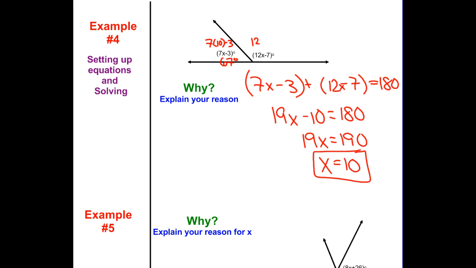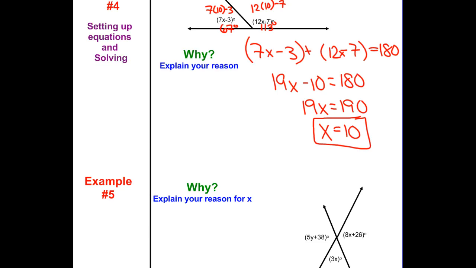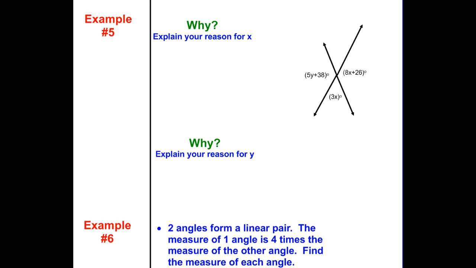Over here, we're going to have 12 times 10 minus 7. 12 times 10 is 120, minus 7 is 113. Add those together, and we indeed do get 180. So we found the right x. Perfect. I'm going to do one more here for you.